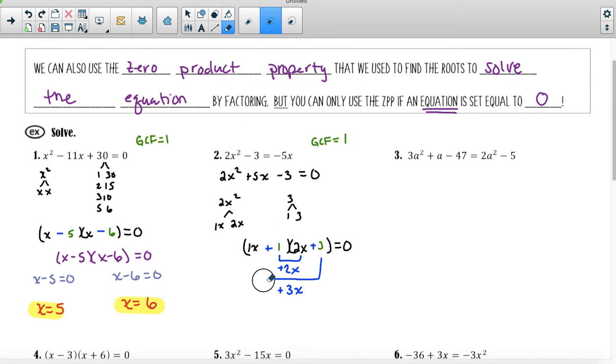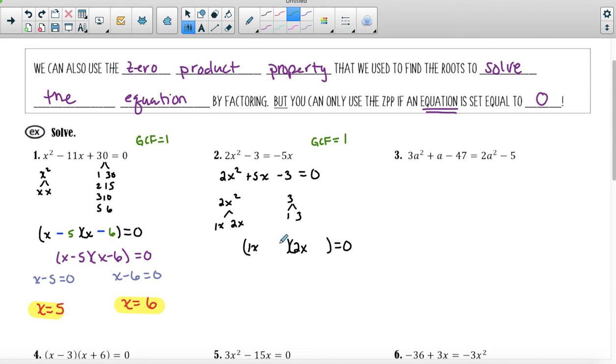So I'm going to re-guess. Instead of using a positive 1 here and a positive 3, I'm going to switch them. I'm going to put my 3 here and my 1 here. So now I check. 3 times 2 is a 6, and a 1 times 1 gives me a 1. I need to get a 5. 6 minus 1 does give me a 5, so that works. So now let's check the negative 3. I have a positive and a positive here, and then I have a positive and a negative here.